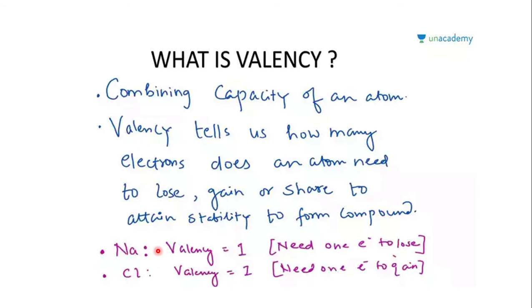So we have examples here, sodium with a valency 1 and chlorine also with a valency 1. Here sodium needs to lose one electron in order to acquire its stability, and similarly chlorine has to gain one electron to acquire stability. So sodium and chlorine will together form an ionic bond to form a new molecule called sodium chloride.